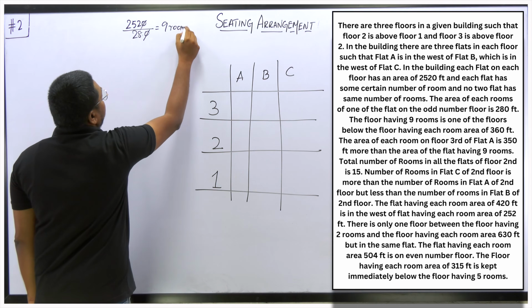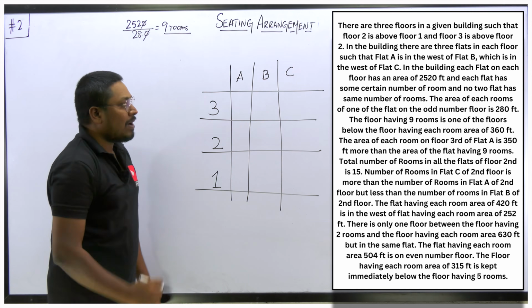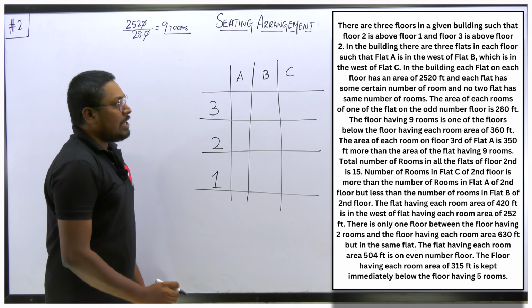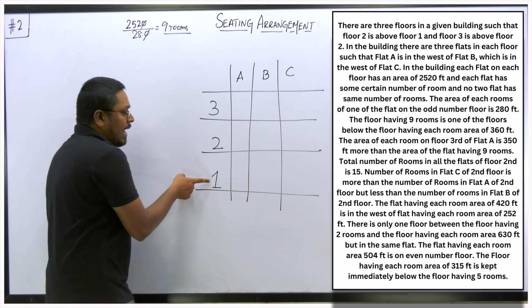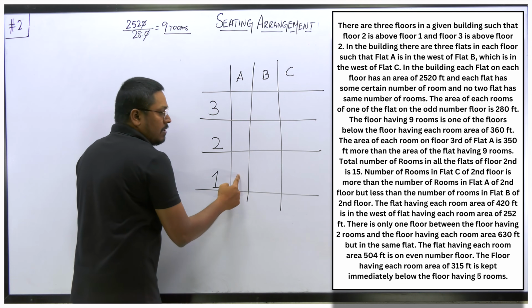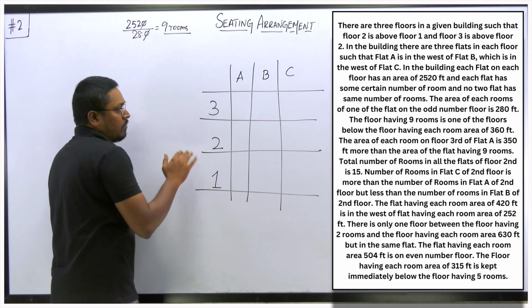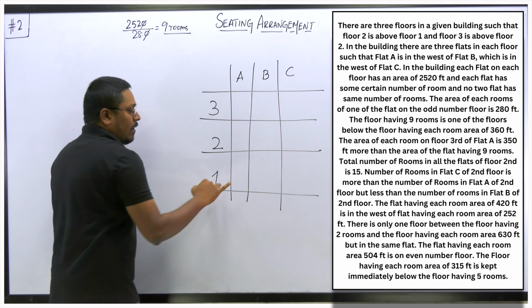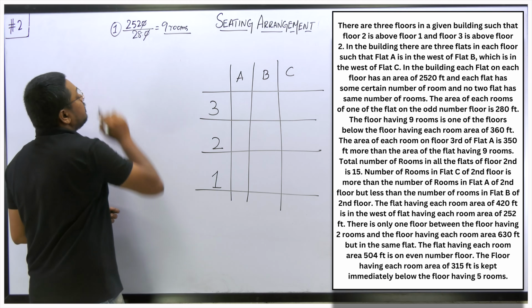So totally one flat, any one of the flats, is having 9 rooms, but they have given one clue: the area of each room of one of the flats on an odd number floor. Odd number floors we have are the first and the third. So any one of the flats will have 9 rooms, but we don't know which flat has 9 rooms, but that 9-room flat is on an odd number floor, right? Either it can be on the third floor or it can be on the first floor, right? So this is the first clue they have given.